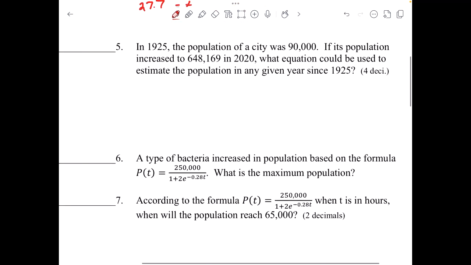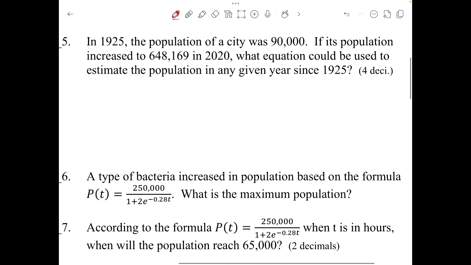Number 5. In 1925, the population of a city was 90,000. If its population increased to 648,169 in 2020, what equation could be used to estimate the population in any given year since 1925? There are 2 ways to solve this problem. I'm going to start by using a base e. I'll work it out both ways. I have 2 values. One value is year 0, which we're going to equate to the 1925 number. We had a population of 90,000.